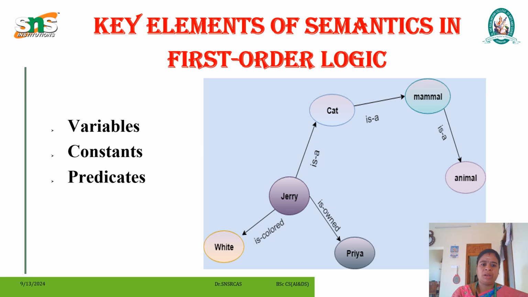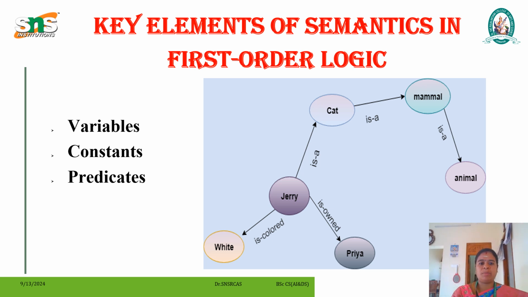What type of first order logic representation is this? This representation consists of mainly two relations: the is-a relation, that is inheritance, and the kind-of relation. For example, the following are the statements which we need to represent in the form of nodes and arcs.